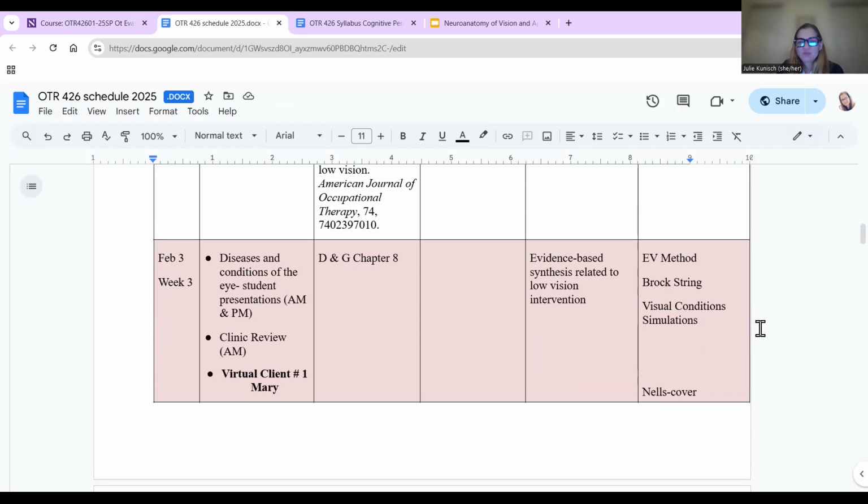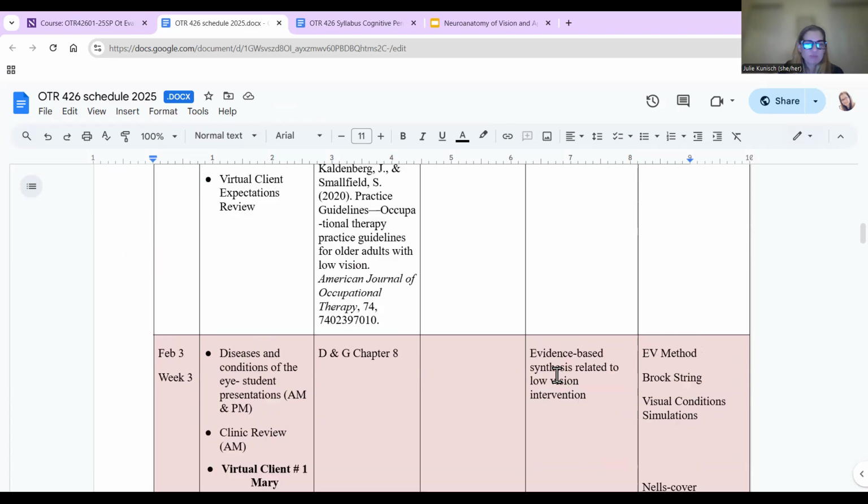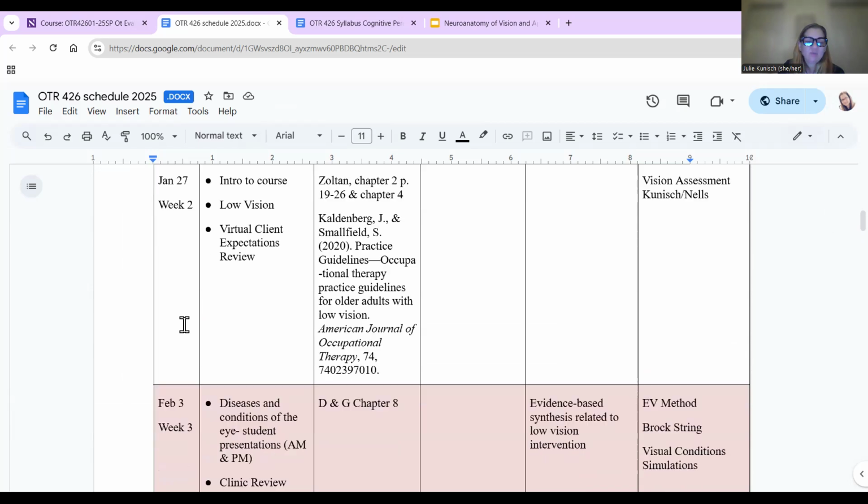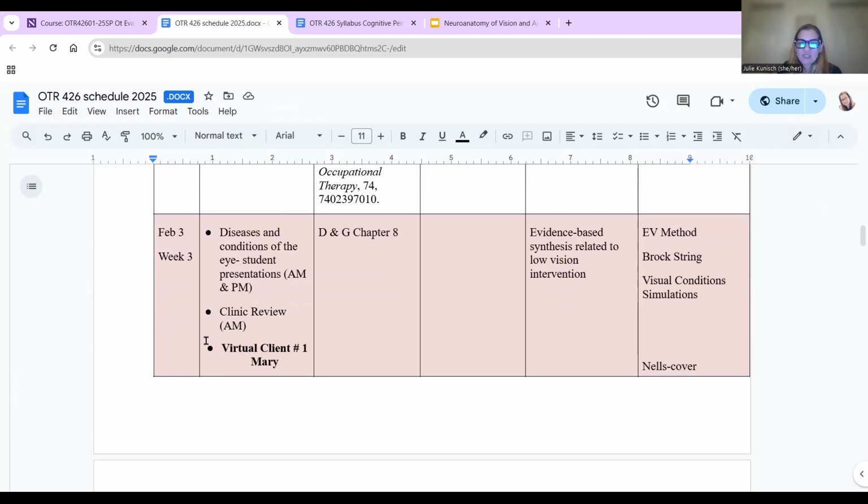I did want to alert you to this mauve pink color here. The pink color on the schedule indicates when clinic stuff starts. If you remember, I sent you that email, I think it was yesterday. I'm not going to be using clinic time, obviously not the first week and not the second week, but we will start using clinic time February 3rd, which is week 3, which is your very first virtual client.